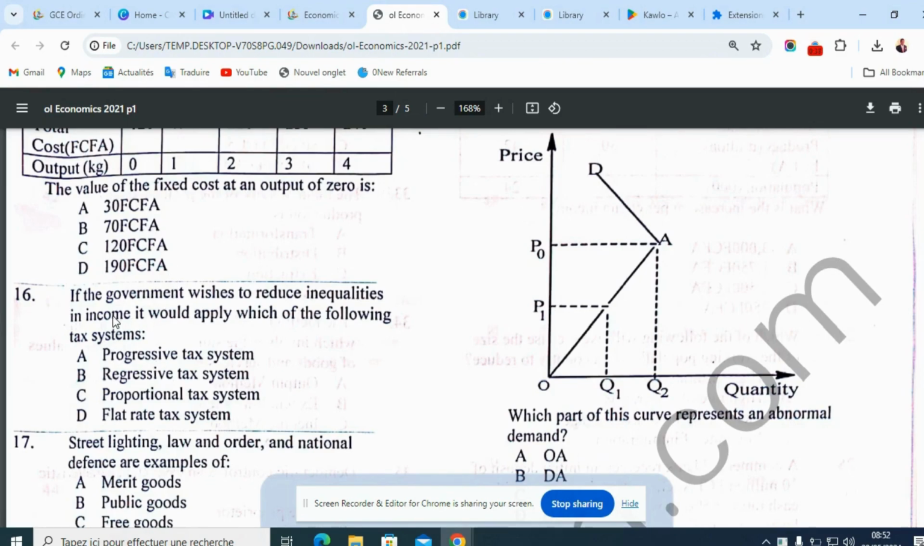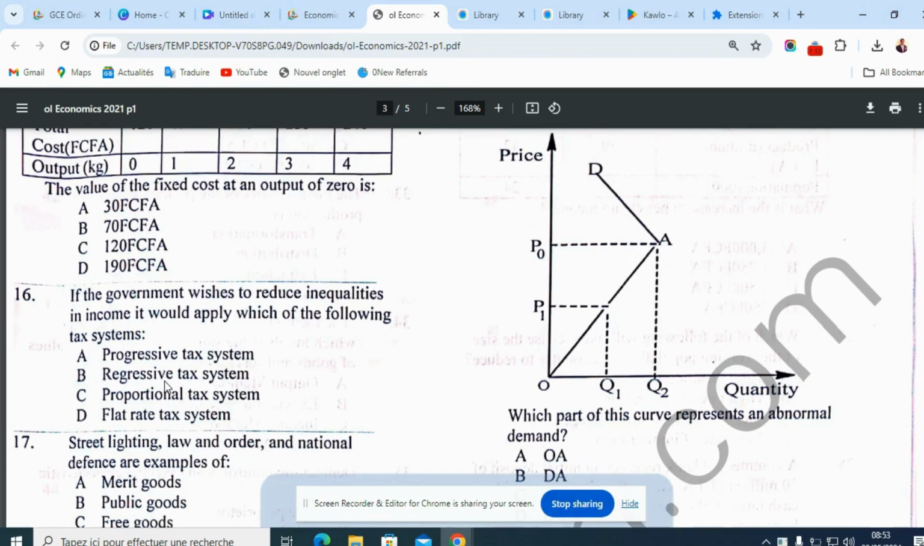16. If the government wishes to reduce inequalities in income, it will apply which of the following tax system? So what is saying here is that if the government wants to reduce inequality in income among the rich and the poor, which tax system is the government going to impose? Right? Now I give you a few seconds to answer. Look at all the answers. The correct answer is A, progressive tax system.